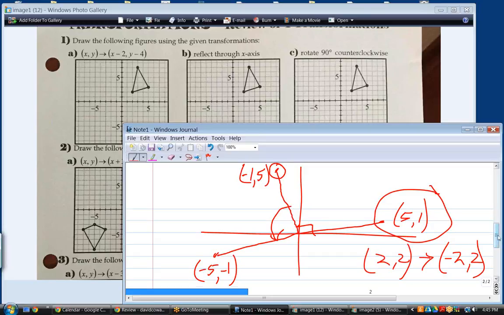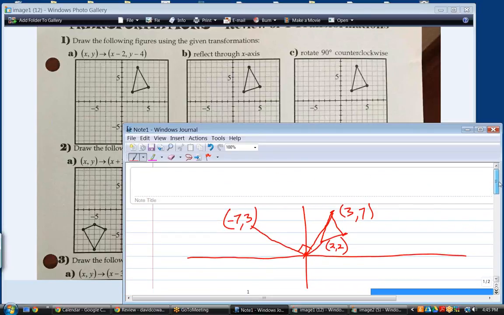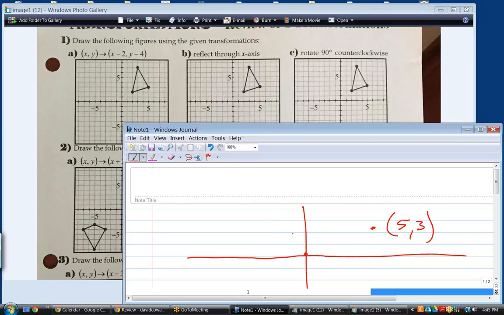Okay, so let's test how well you have picked this up. What is going to be the coordinates of this point right here, 5, 3? That third one that we haven't looked at yet, after I do a 90-degree rotation. -3, 5. Okay, cool. You got it.